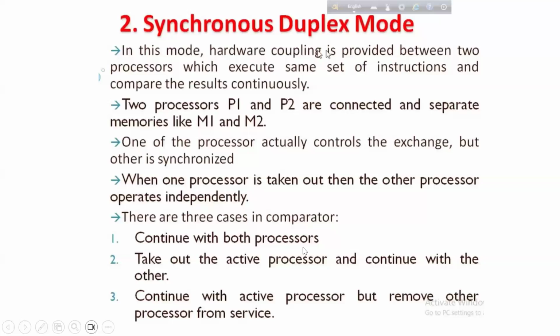Continue with both processors, take out the active processor and continue with the other. Or continue with the active processor but remove the other processor from the service. So this can be done from the output of the comparator. Okay, so there are three cases.